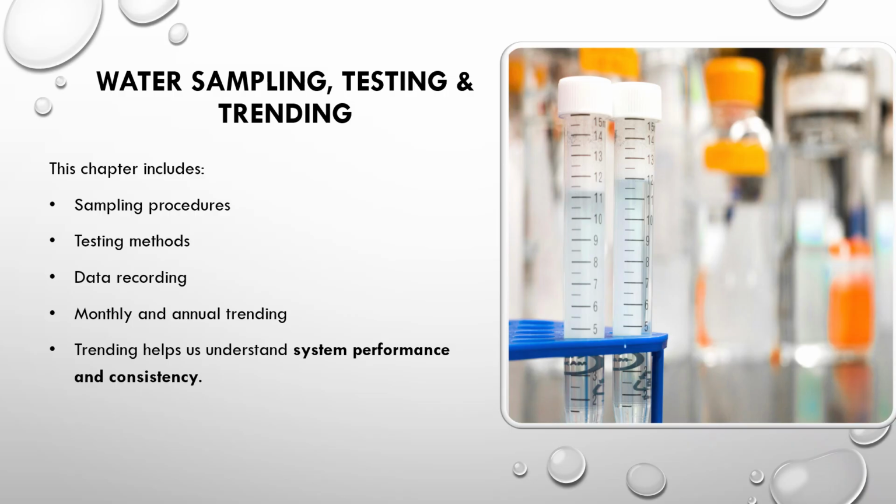In this chapter, we will learn how water samples are collected from the system, what testing methods are used to detect the contamination, how data is recorded properly, and how monthly and annual trending helps us to monitor the health of the water system. For example, if microbial counts slowly increase over several months, trending helps us detect the problem early before it affects our product quality.